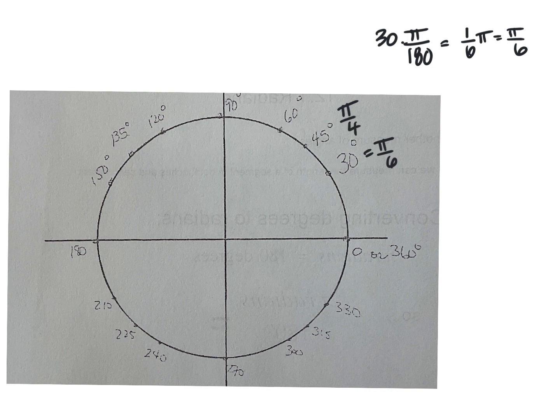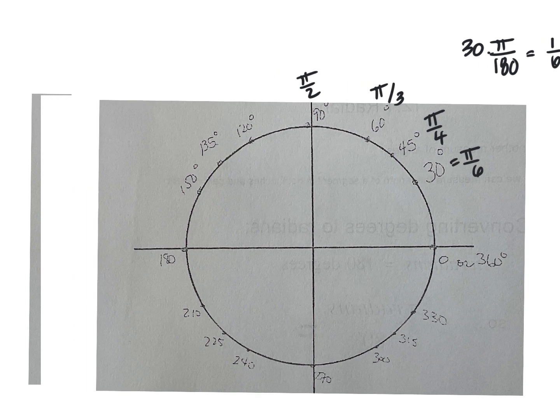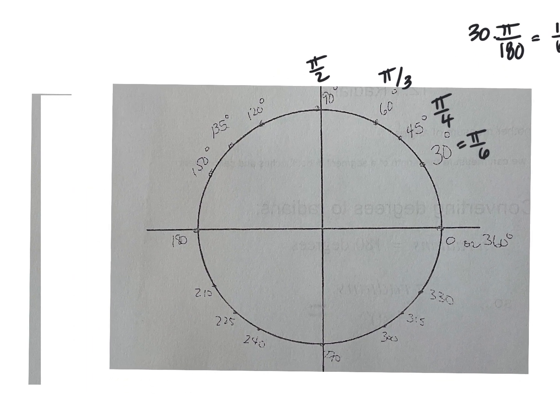Let's do one more. 60 degrees. Pi over 3. 90 degrees. Yes, pi over 2. 120. 2 pi over 3. 135. Oops. 3 pi over 4.